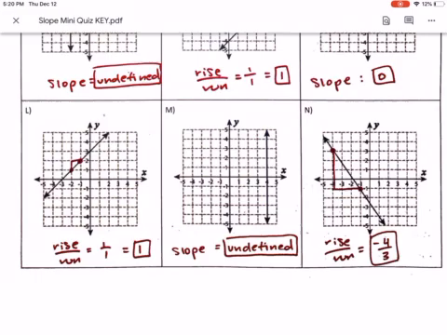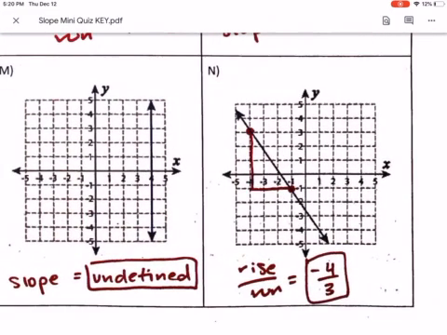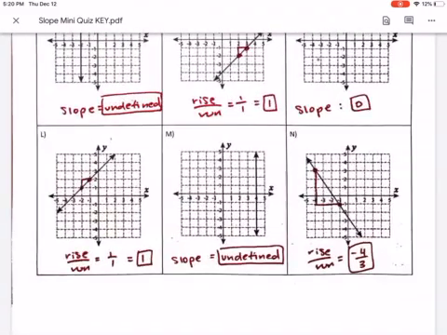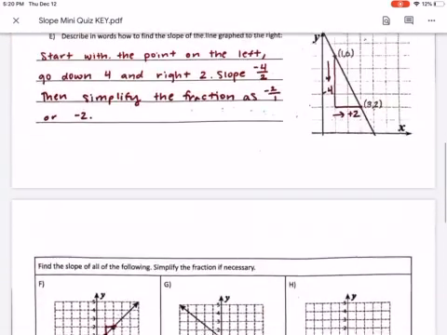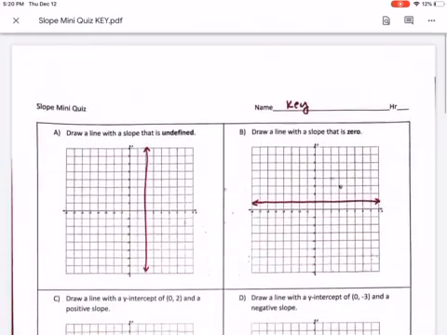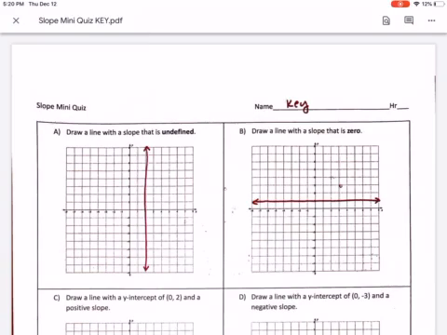And then on N, the slope was -4/3 because to get from the 2 points that I plotted, you go down 4, right 3. Okay, so if you need to rewatch this video to make sure you get it completely right, go for it. Just make sure you've corrected everything, and then turn it into the sub. So make sure he gets this copy. Please, please, please put your name on it, guys, and then put your marker away. You're now moving on to the graph of the week, which is going to be a separate video.